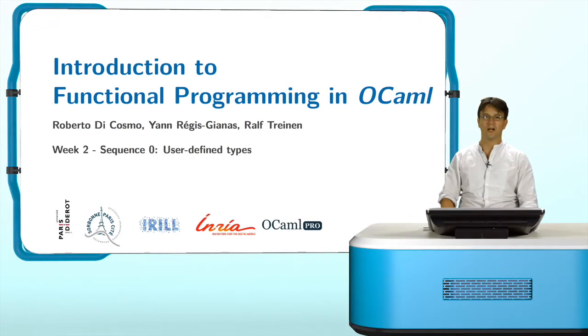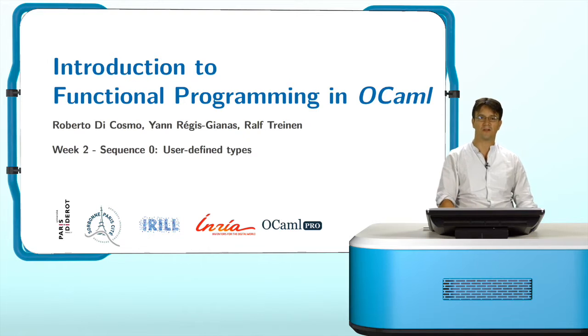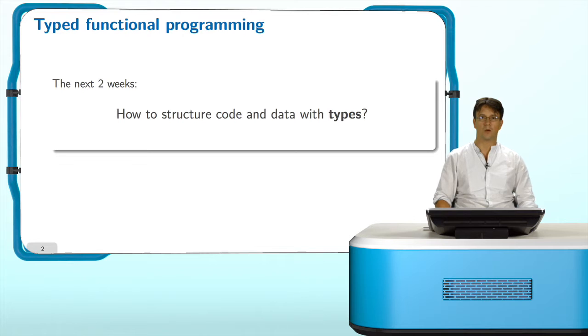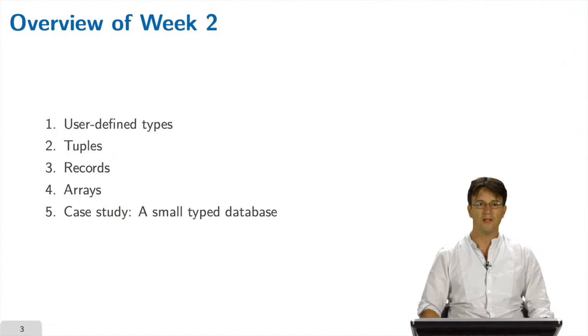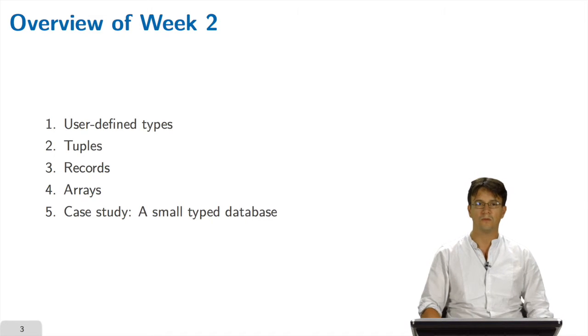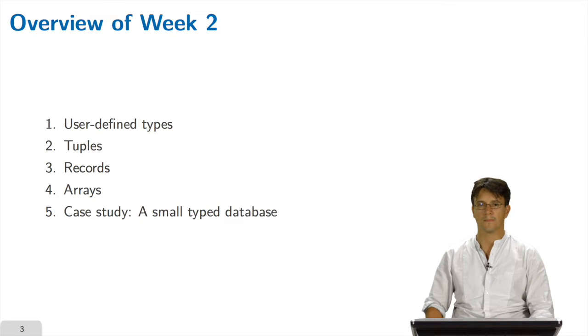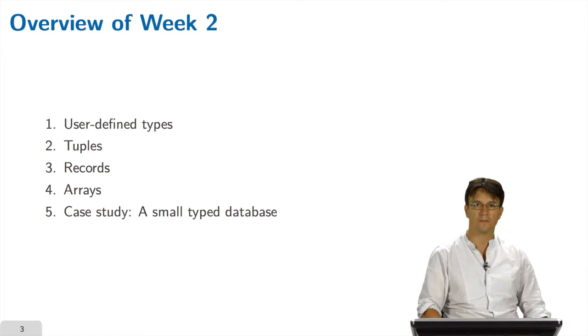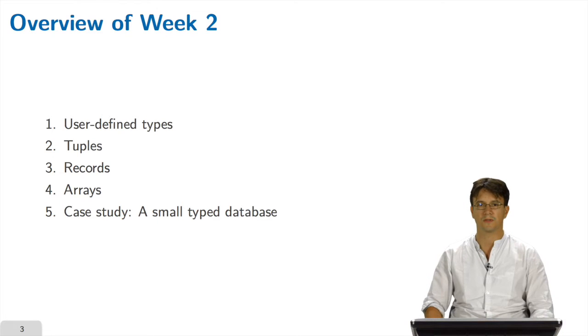Hello everyone and welcome to this new week about functional programming in OCaml. In the following 2 weeks we will come back on types and in particular how you can structure your code and your data using types. This week we will first learn how to define our own types, and to do so you will need several ingredients: tuples, records and arrays. Finally, we will use them in order to program a small typed database.